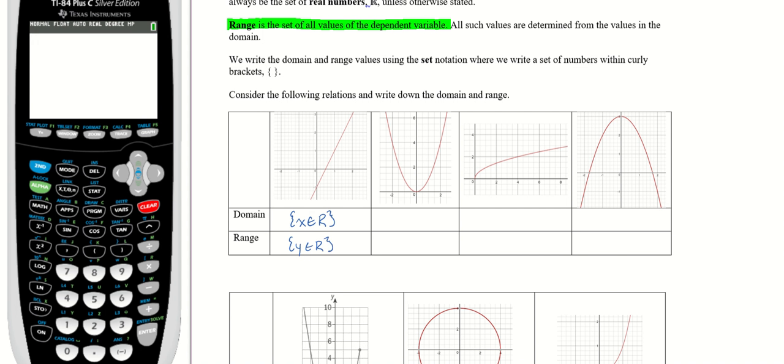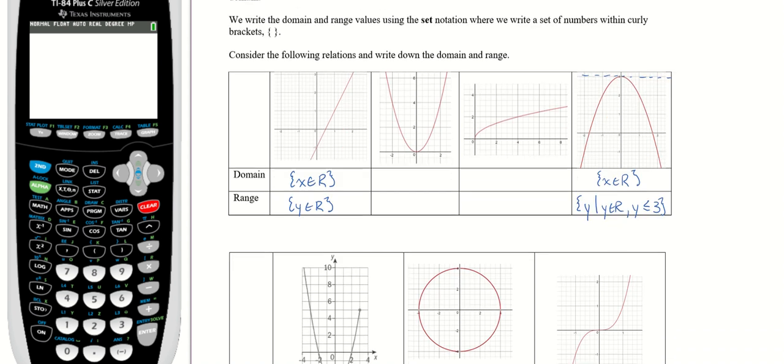Now, if you look at the parabola on the far right here, now we start getting into some restrictions. So for the domain, you can see that the parabola would get wider and wider and wider. So eventually it'll hit all real numbers for x. However, there is a restriction on the y. So the range is y, such that, so we draw a vertical line, y is a real number. However, y is also less than or equal to 3. So the whole function lies below the value of 3, but it is included on the graph, so we do less than or equal to.